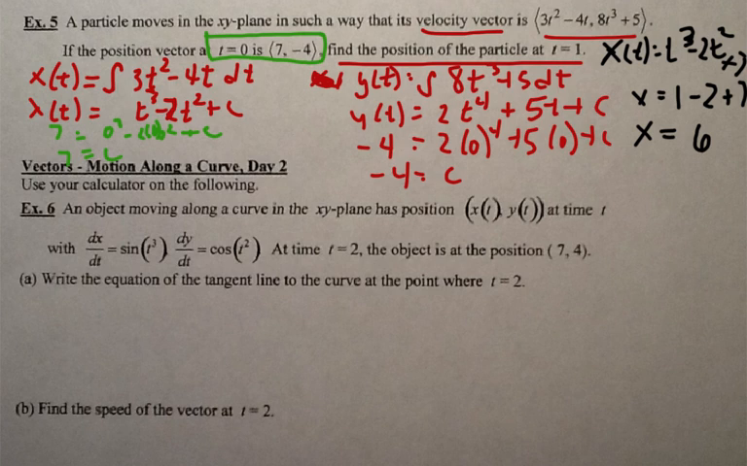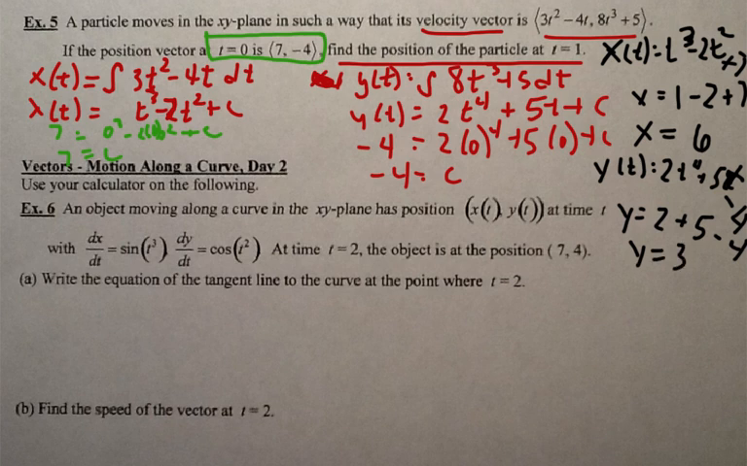Then I do that likewise for my y value. y of t is equal to 2t to the 4th plus 5t minus, oops, that's a t, minus 4. So plug in a 1. y is equal to 2 plus 5 minus 4, which means y equals 3. So the position of the particle at time t equals 1 is 6 for x, 3 for y. That's the answer to number 5.